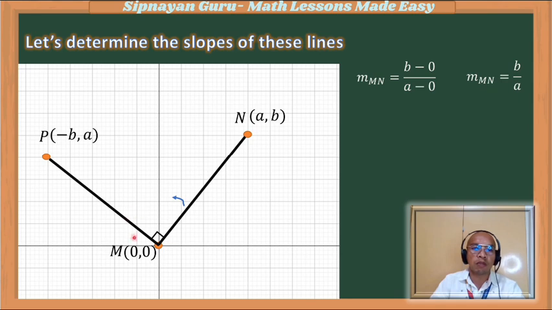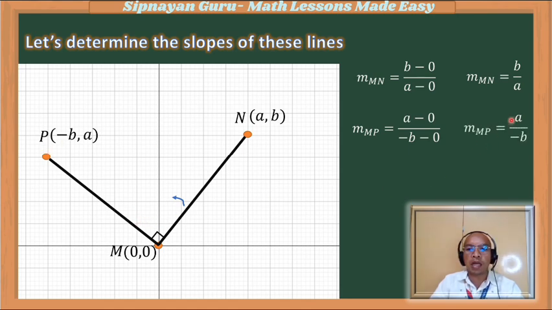So the slope of this first line, MN, is b over a. Now the slope for the segment or line PM or MP would be a, our y sub 2 minus 0, then all over negative b minus 0. So simplify. So the slope of segment MP is a over negative b. Now, what is the relationship between the slopes of these two perpendicular lines?